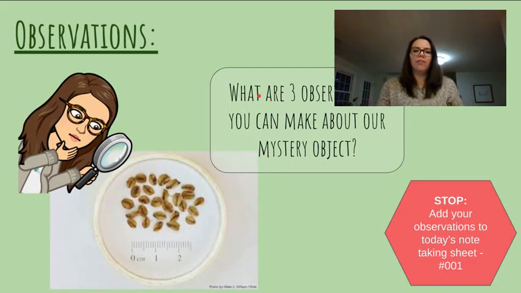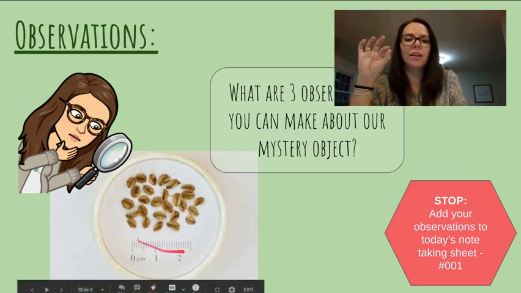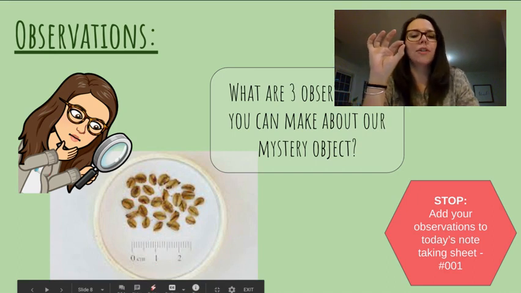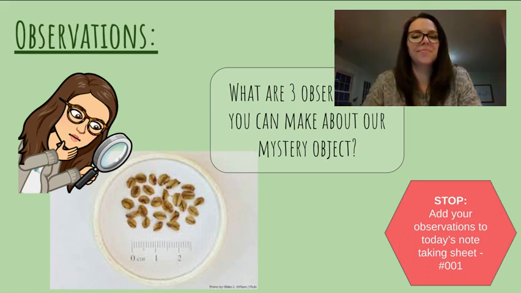Okay, so to start off, you're going to start off by making 3 observations about this mystery object. And here's a picture of it, or several of them right here. So just kind of look at it closely and describe it using different descriptive words. Write 3 observations on your note sheet, and you can pause the video right now while you do that.